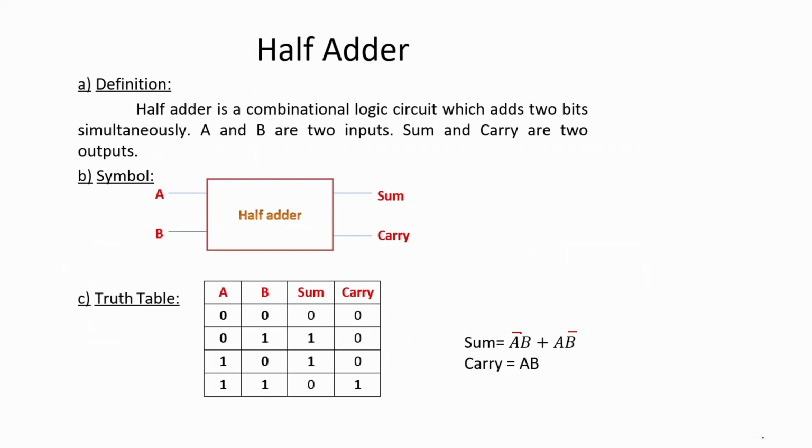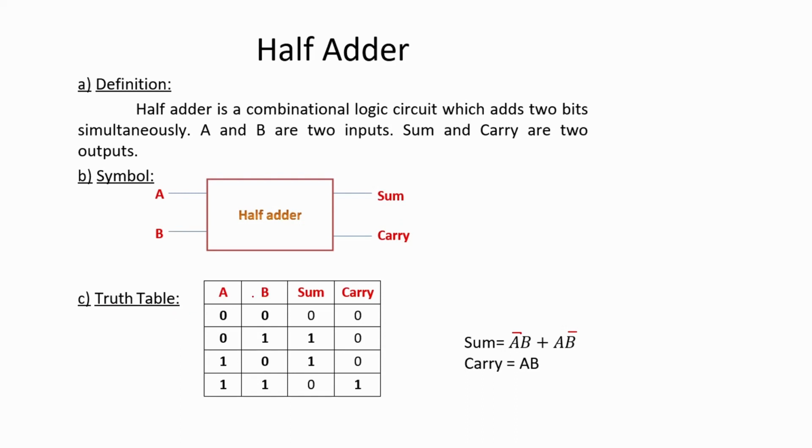And next is about the half adder. First, the definition. Half adder is nothing but adding two bits. So it is a combinational logic circuit. If we consider A and B are the two inputs, then sum and carry will be the two outputs. So this is a symbol. A and B are the two inputs for the half adder, and the result consists of sum as well as carry.